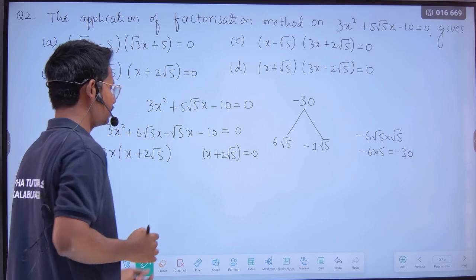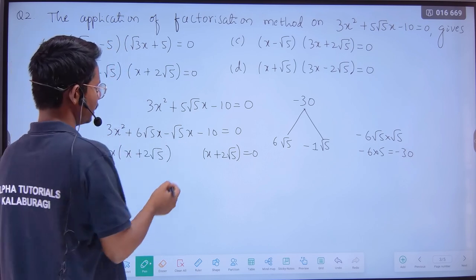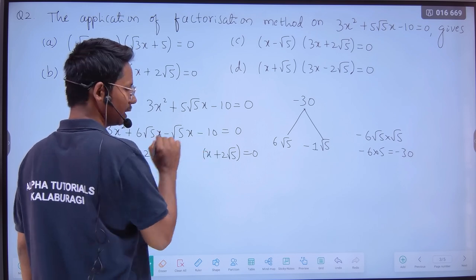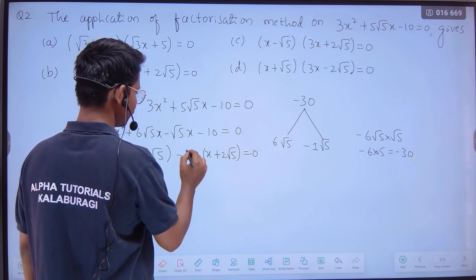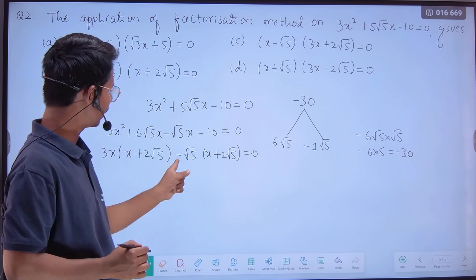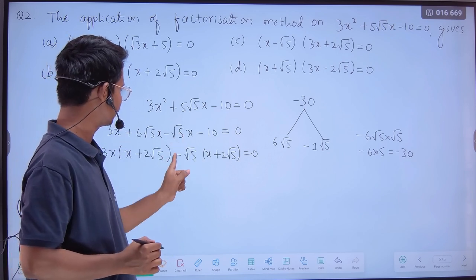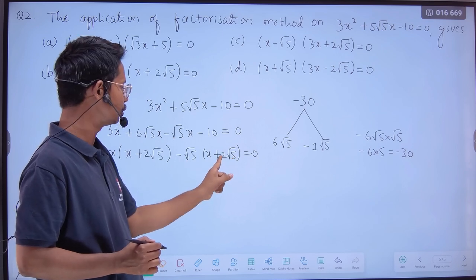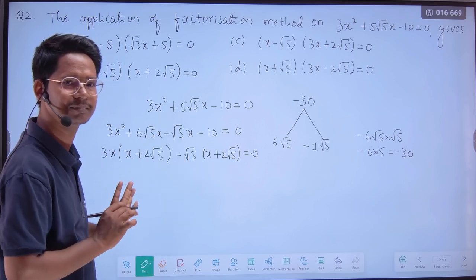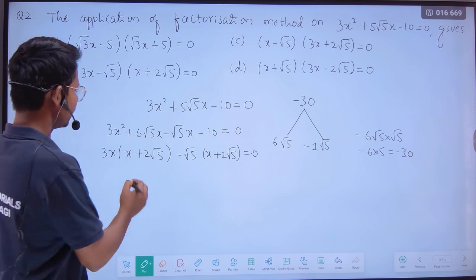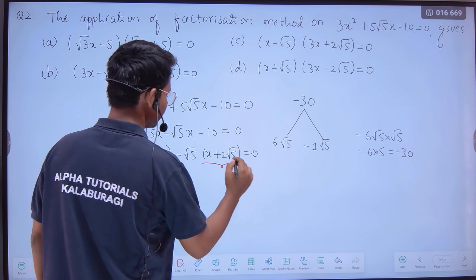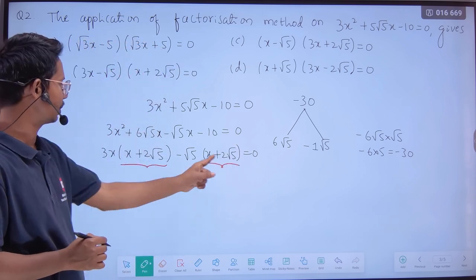Now you have to write the next term. See how to get minus root 5x, multiplying to x. So it is obviously minus root 5. Minus root 5 into x, minus root 5x, and minus into plus is minus, root 5 into root 5, 5 into 2, 10. Yes, it is balanced, isn't it? So you can repeat the first bracket and second bracket. Both brackets must be the same.